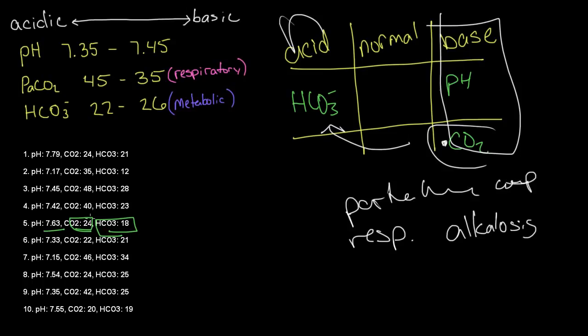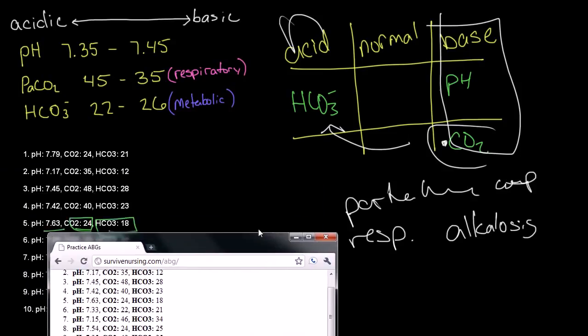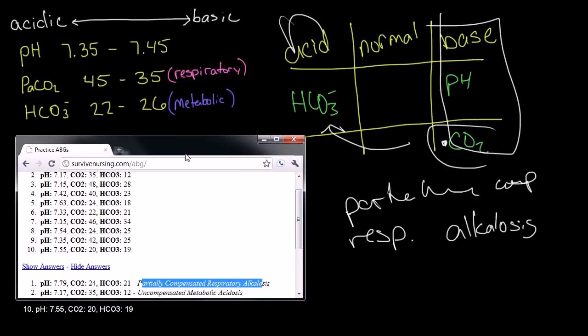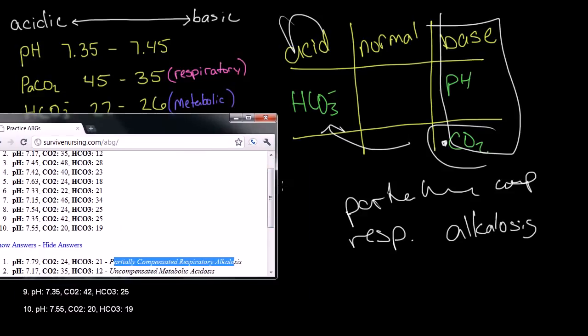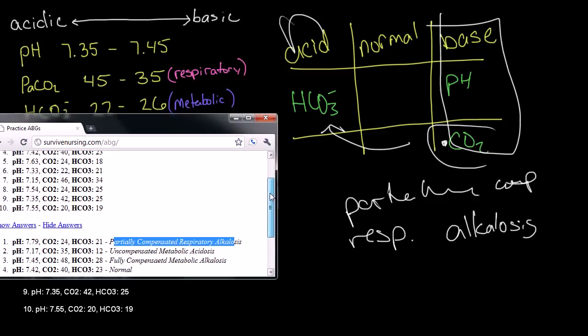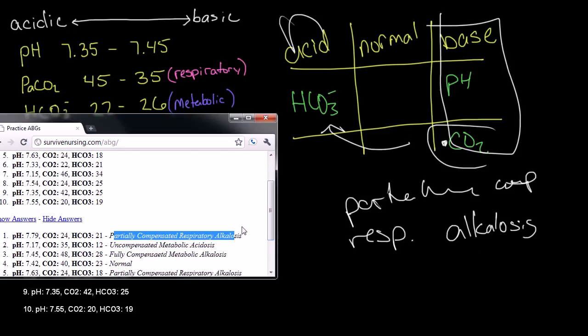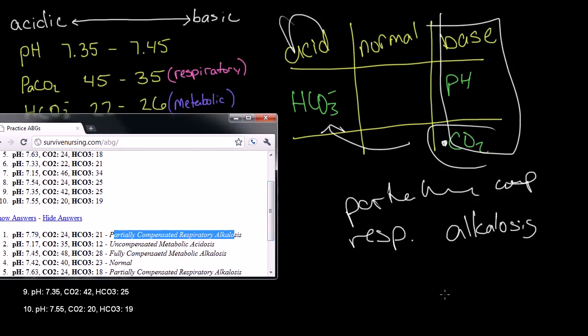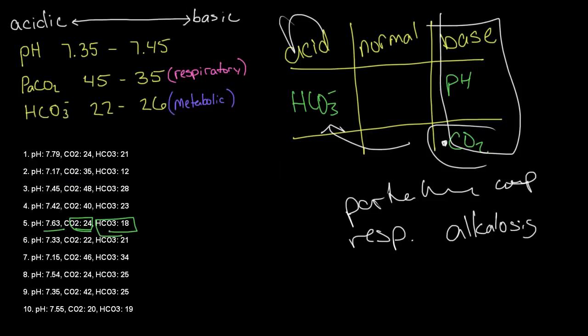And I've been forgetting to double check these answers, but let's go ahead and double check here on the website again. So number 3, if we recall, was fully compensated metabolic alkalosis. Number 4 was normal, and this is number 5. So number 5 should be partially compensated respiratory alkalosis. It matches the website, so this is a correct answer. Okay, let's go ahead and get rid of this and go on to problem number 6.